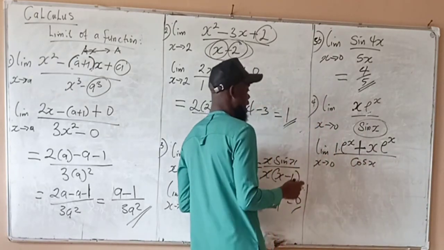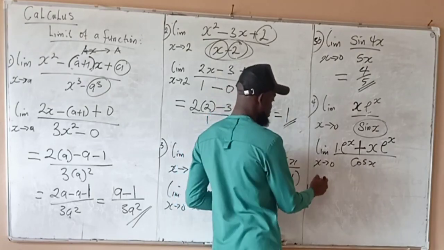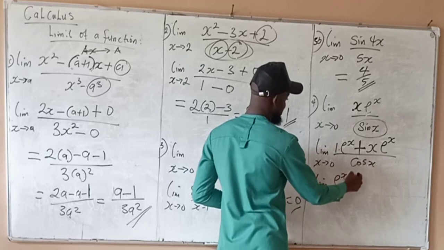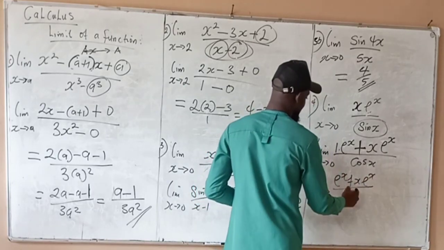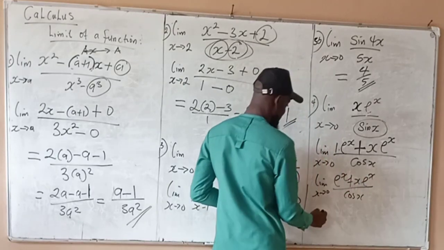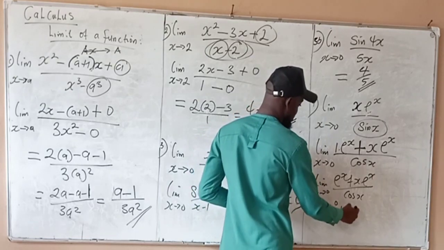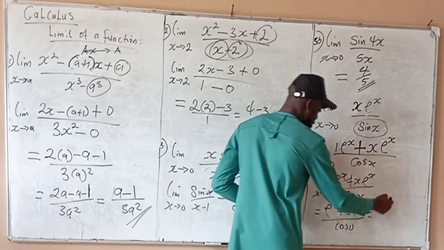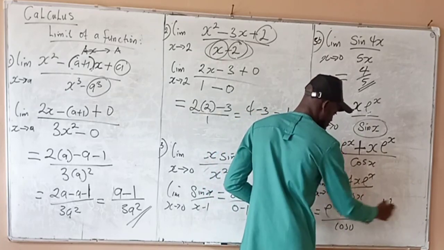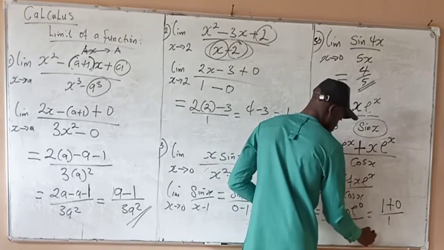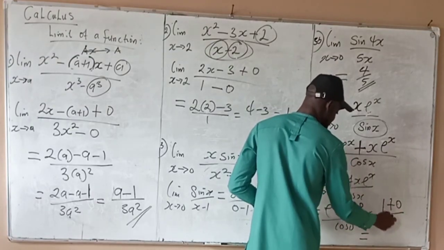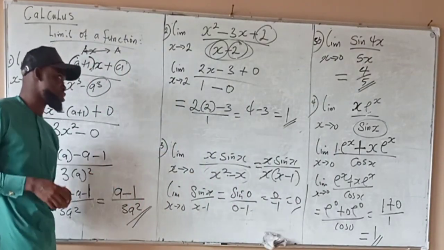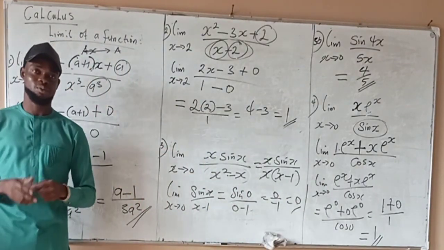So next, as x tends to 0, because the limit was simplified, that gives exponential x plus x exponential x over cos x. So you have exponential 0 plus 0 exponential 0 over cos 0. So exponential 0 will give us 1, 0 times 1 will give us 0, and cos 0 will give us 1. So this here, 1 plus 0, over 1, the answer to the last question is actually 1. So please take note of that.